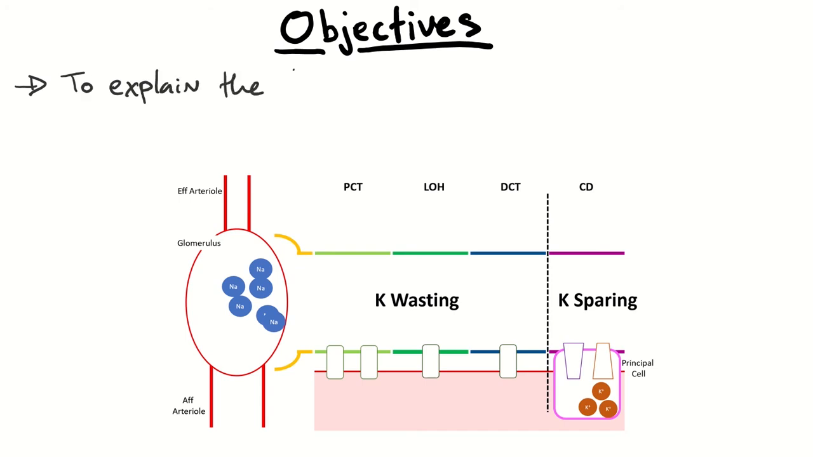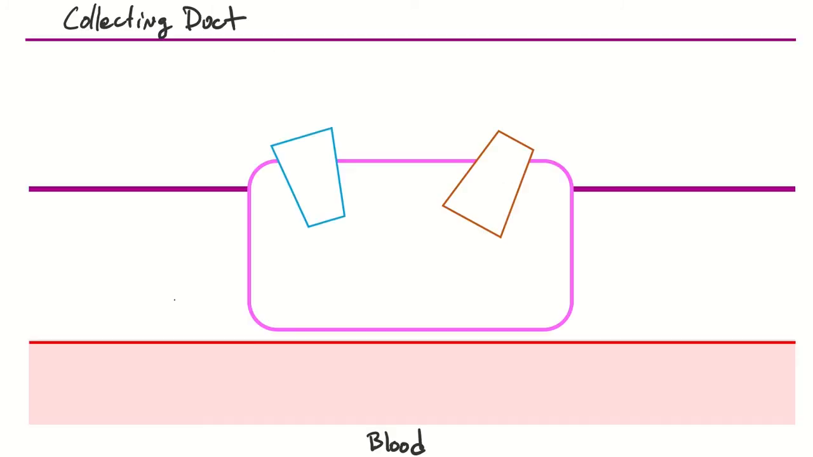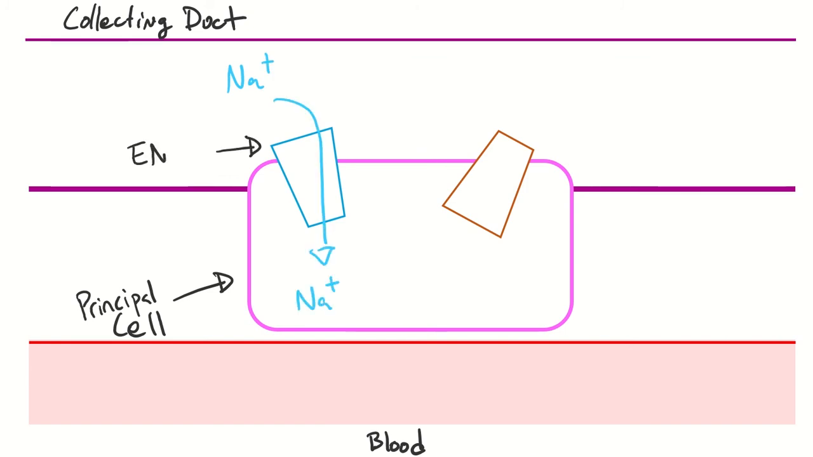The objective for this video is to explain the difference between potassium wasting and potassium sparing diuretics. We are going to start by focusing on the collecting duct, specifically on the principal cell. The principal cell contains two important channels, the epithelial sodium channel, aka the ENaC channel, and a potassium channel.